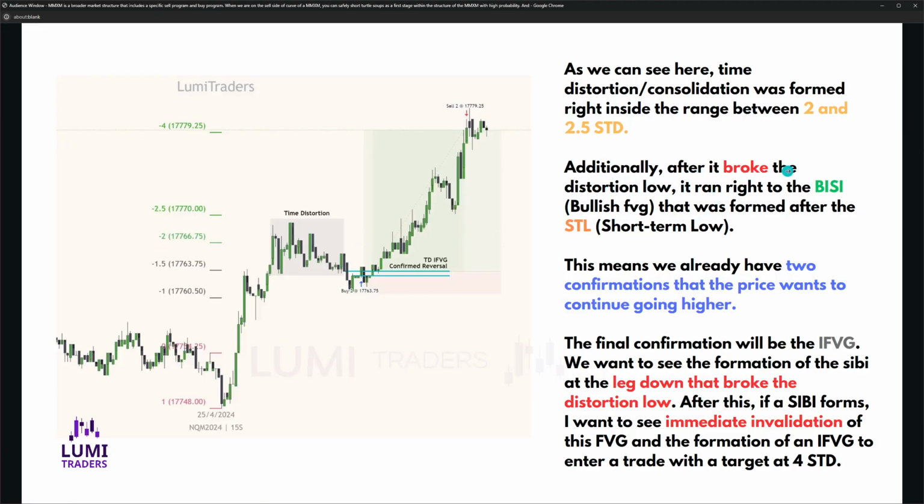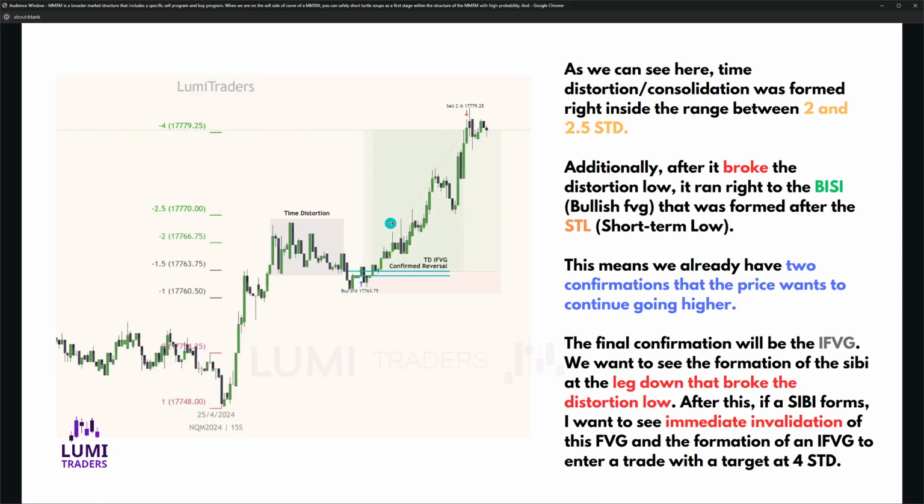Additionally, after it broke the distortion low, right here, it runs to a fair value gap that was formed after the short-term low. Short-term low right here, intermediate-term low, short-term low. Fair value gap right here, then highlighted. Fair value gap right here. We can see once it broke the distortion low, consolidation low, it entered this fair value gap. This fair value gap was inside 1 and 1.5 standard deviations.